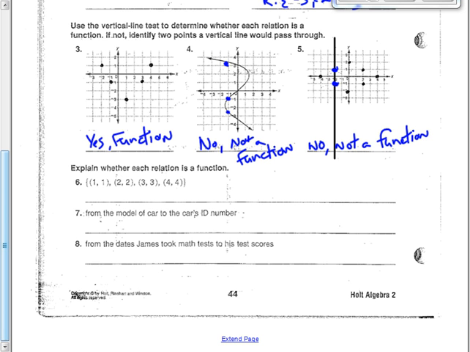And then number 8, from the dates James took math tests to his test scores. So when James took a test, okay, if he took a test, I misread the question. I was deciding if this was a function or not. It says explain why it is a function. So you should explain why number 8 is a function. I'm telling you that it is a function, telling you that each x value only goes to one y value, each domain only goes to one range.